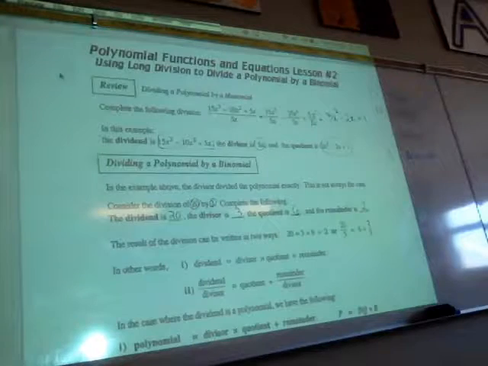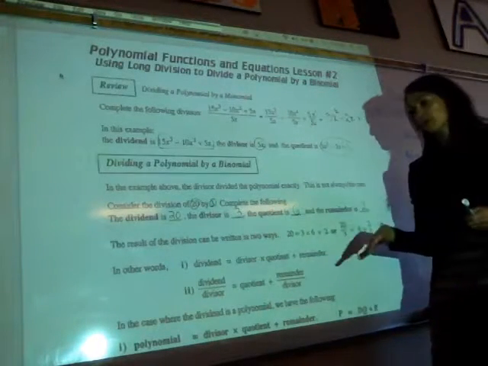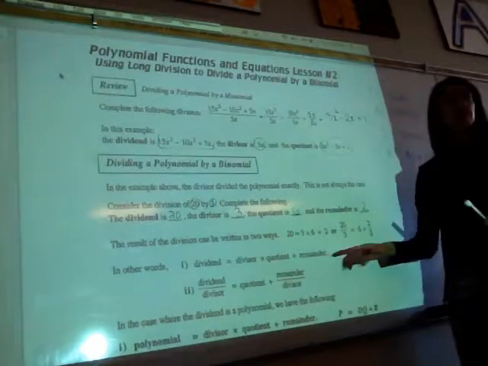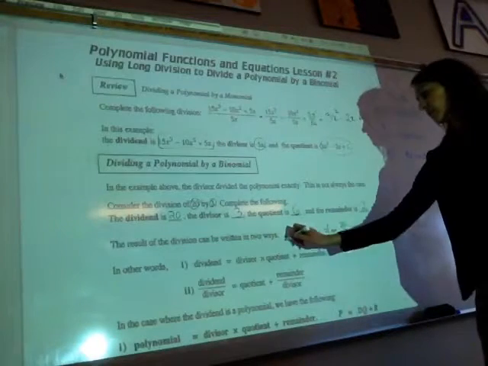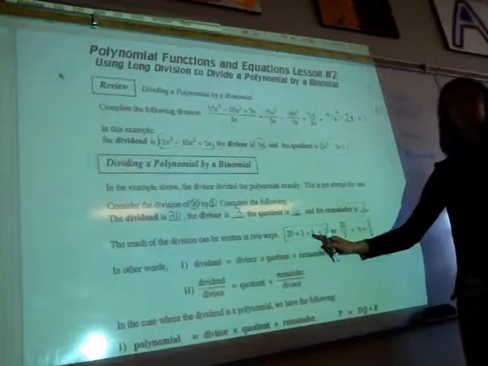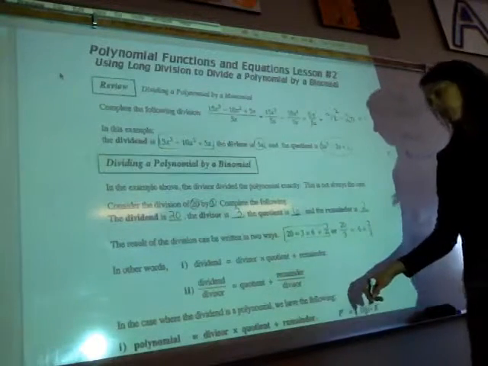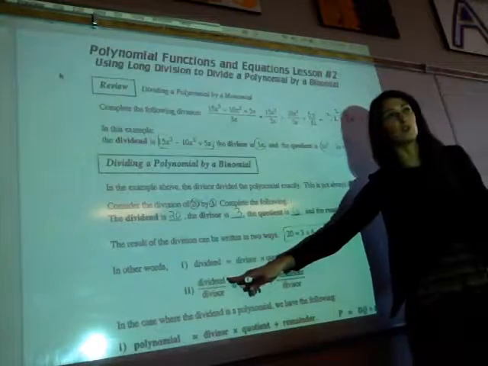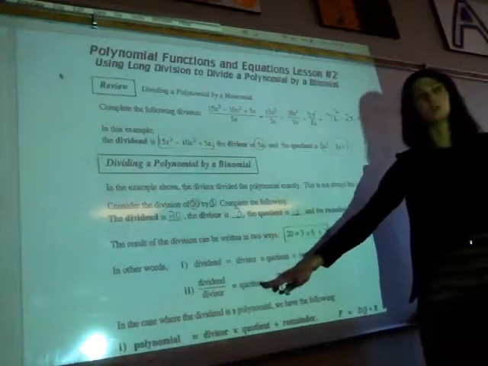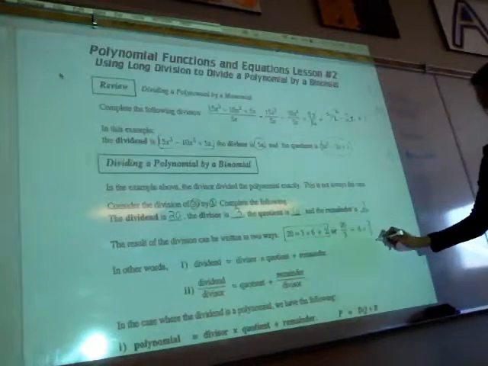So how we record our answer is in 2 forms. Okay, the first form would be the dividend is equal to the divisor times the quotient plus the remainder. That's what we see here. Okay, 20 equals our divisor 3 times our quotient 6 plus our remainder. Or the second form would be that our dividend, which is 20, divided by 3, our divisor, equals our quotient 6 plus our remainder over our divisor. And that's what we see here.